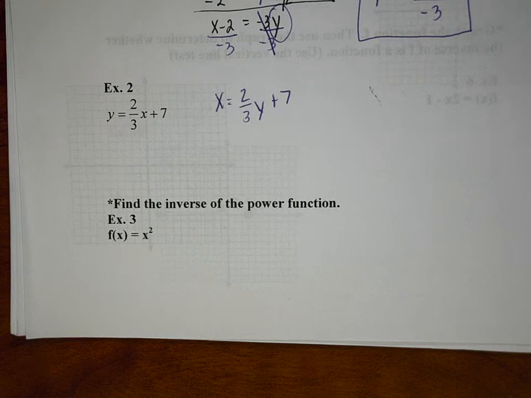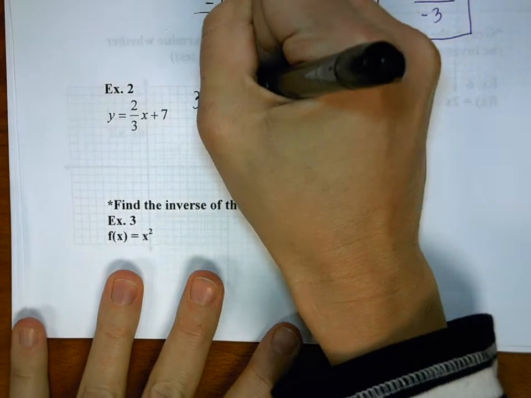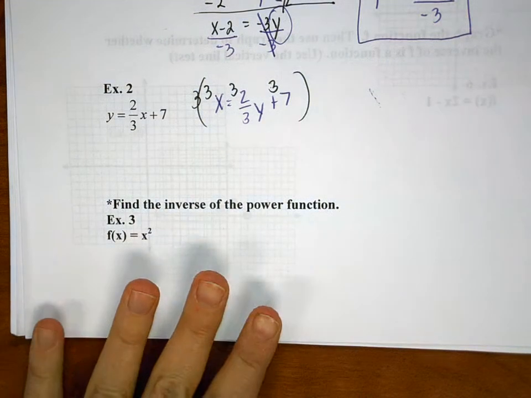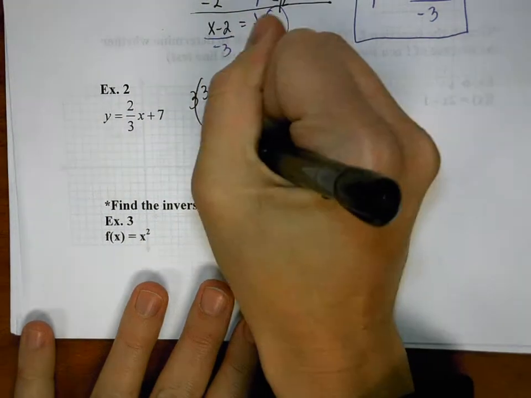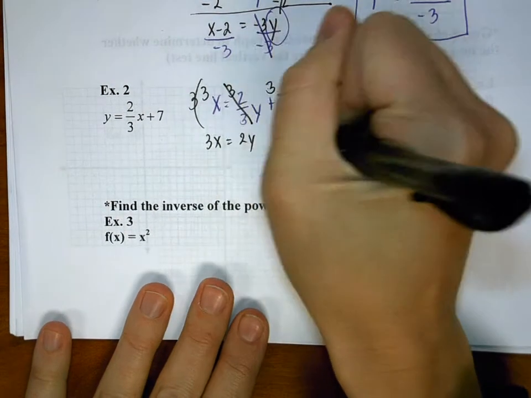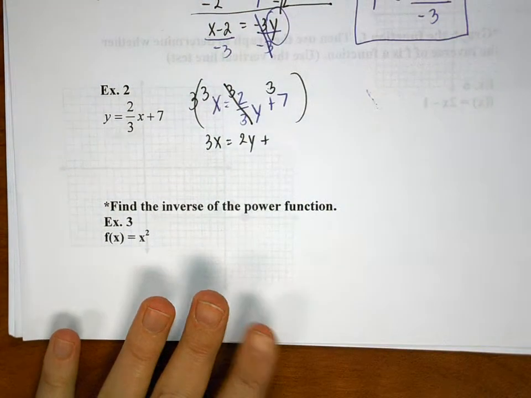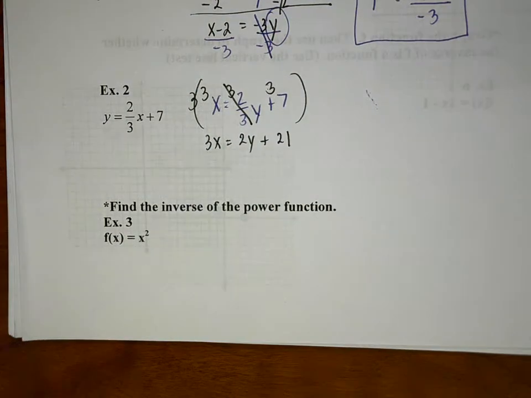We can multiply by the reciprocal, but I think easiest would just be to multiply by your common denominator, which would be 3. So I'm going to multiply the entire equation by 3, and I always like to just go ahead and write a 3 next to every term so I don't forget. And when I do that, I get 3x equals, here the 3's cancel, and we get 2y plus, and 3 times 7 is 21. Zane, correct, get on the homework.